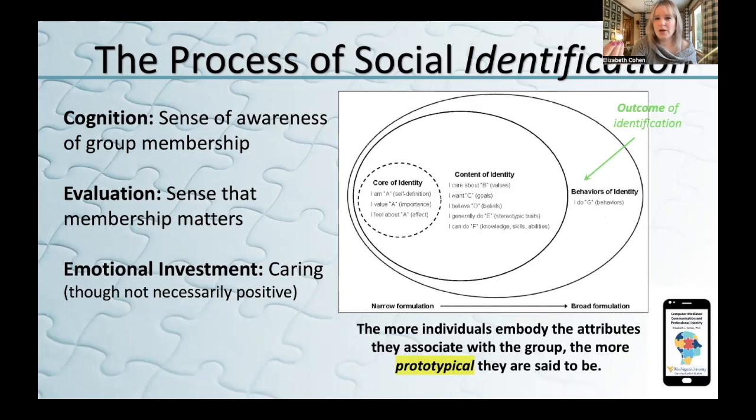And that's our prototype. And I mentioned it's an outcome of identification. Once you go through the process of identification, behavior is what starts to happen. Once you've adopted this identity, you are identifying. It's like I am, therefore I behave. First I identify as a duck and then I walk like a duck.